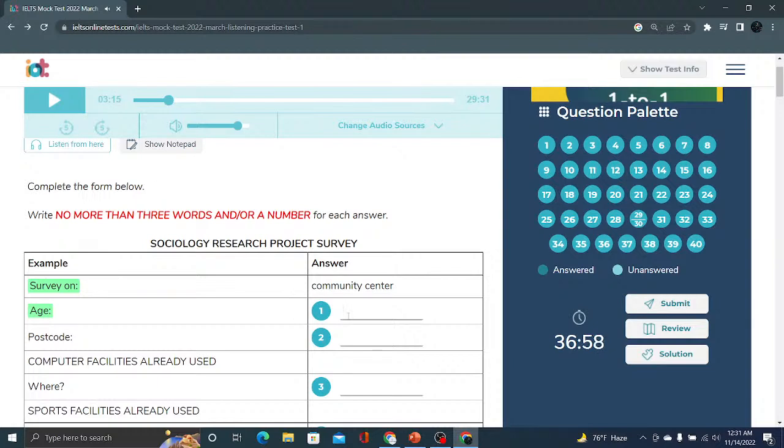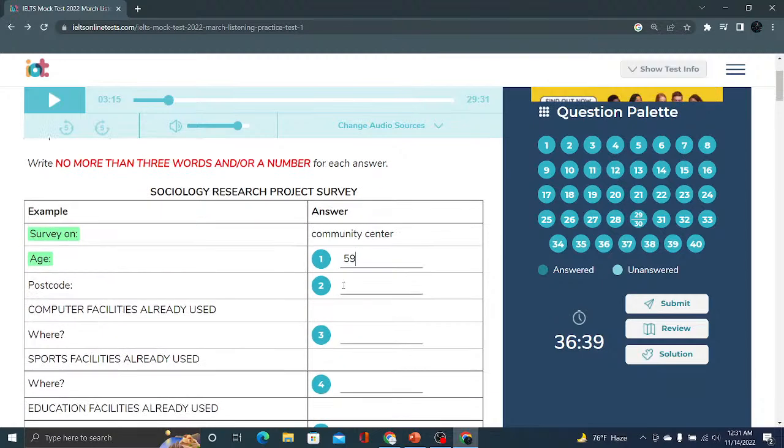So the answer would be 59. Because after a week his age would be 60, but it's not 60 yet. That's why we have to write 59. Okay, let's move on. Now we'll listen for question number 2, and the keyword for this question is postcode.